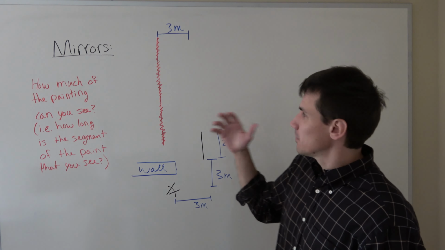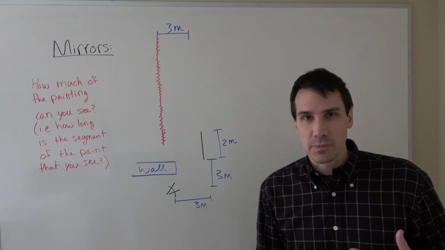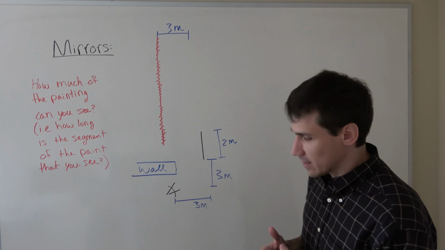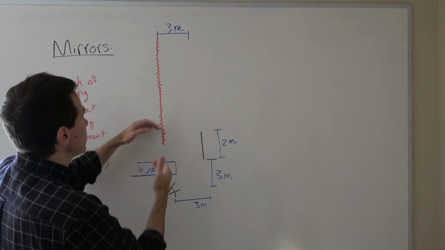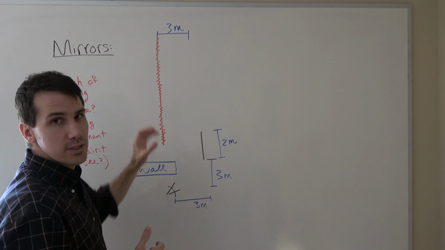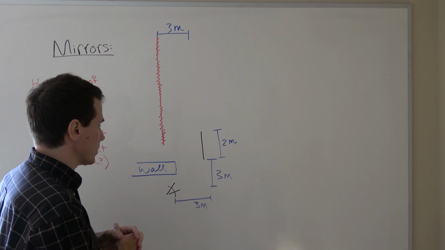So the question is basically, how long is the segment of the painting that we can actually see? So in our last image, we found that there was some minimum location on the painting that we could see and some maximum location, and we're going to try to find those two locations and then the difference between them to see how much of the painting we can actually see.